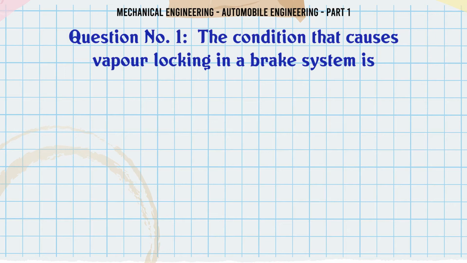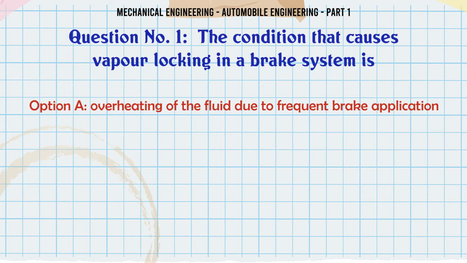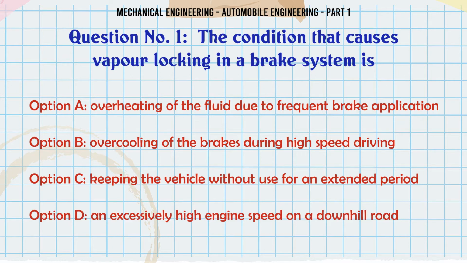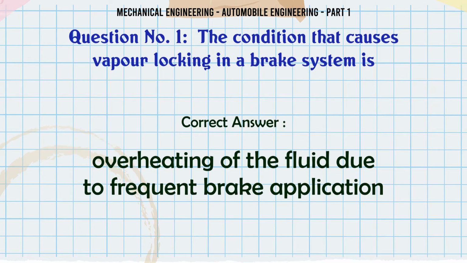The condition that causes whip or locking in a brake system is: A. Overheating of the fluid due to frequent brake application. B. Overcooling of the brakes during high-speed driving. C. Keeping the vehicle without use for an extended period. D. An excessively high engine speed on a downhill road. The correct answer is overheating of the fluid due to frequent brake application.